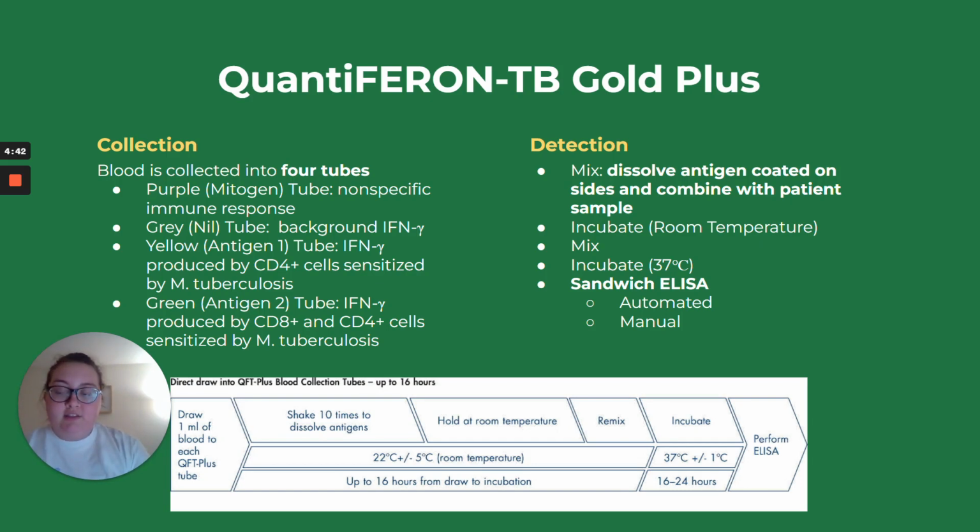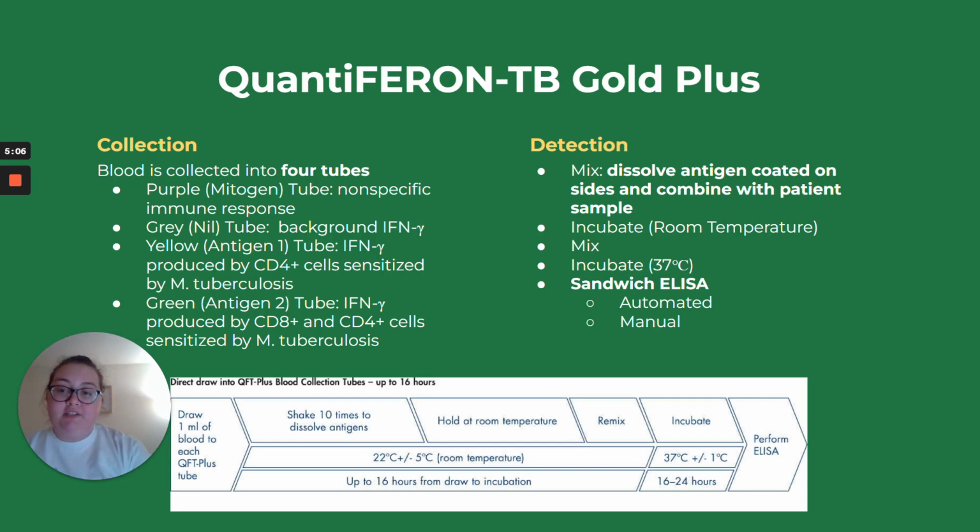To collect the sample, blood is collected into 4 separate tubes. The first is a purple or the mitogen tube. This measures the patient's nonspecific immune response. There's then a gray or nil tube, which is going to measure the background interferon gamma that the patient produces. And these are sort of used as controls.